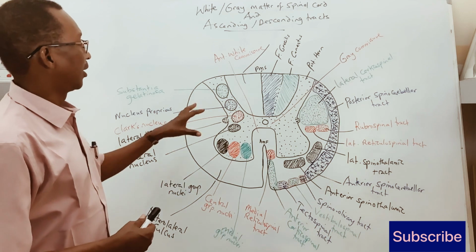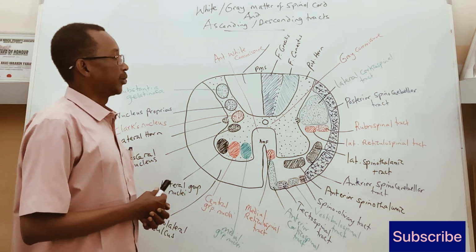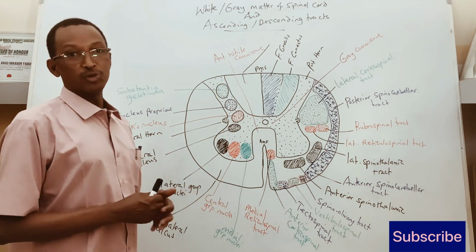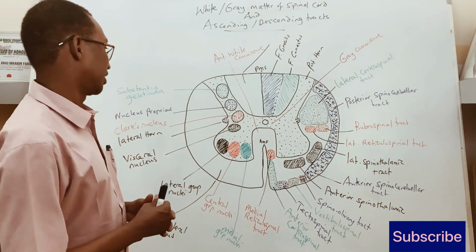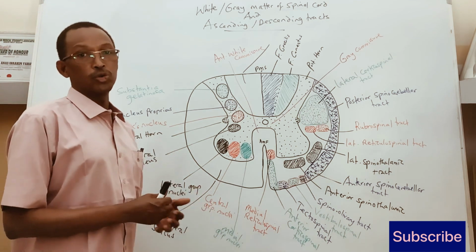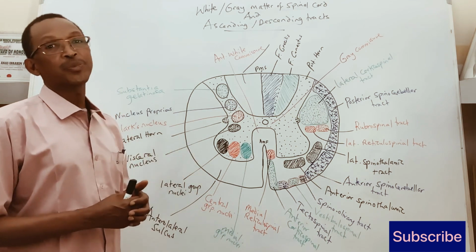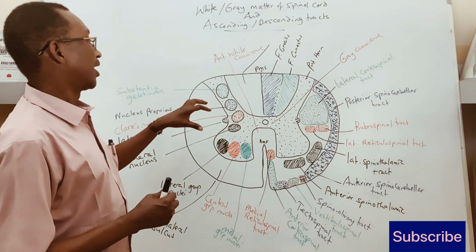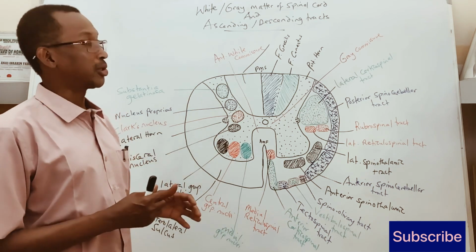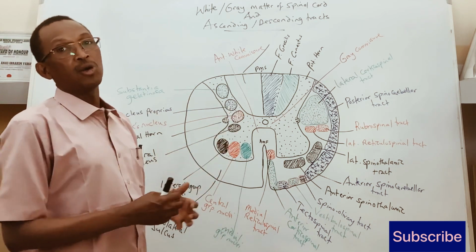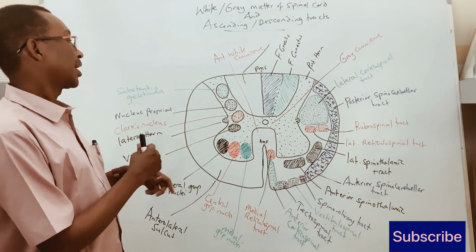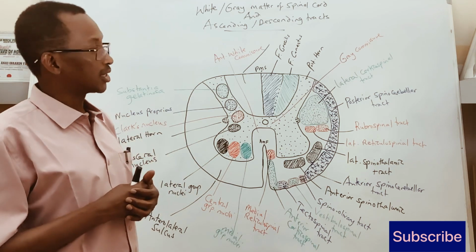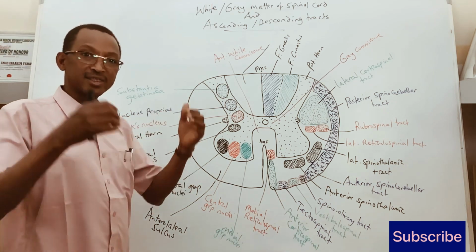As you are all aware, the spinal cord is similar to the brain. The brain has both gray and white matter within it. Similarly, the spinal cord also has gray and white matter. But the only difference between the spinal cord and the brain is that the white matter of the spinal cord is outside, while the gray matter is inside. Unlike in the brain, where the gray matter is outside, forming the cerebral cortex, and the white matter is inside.